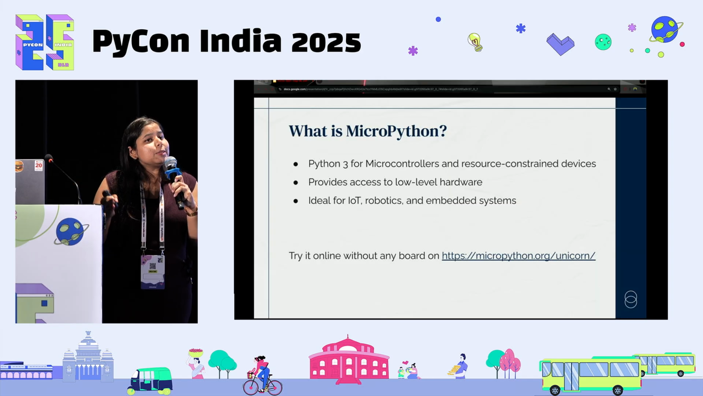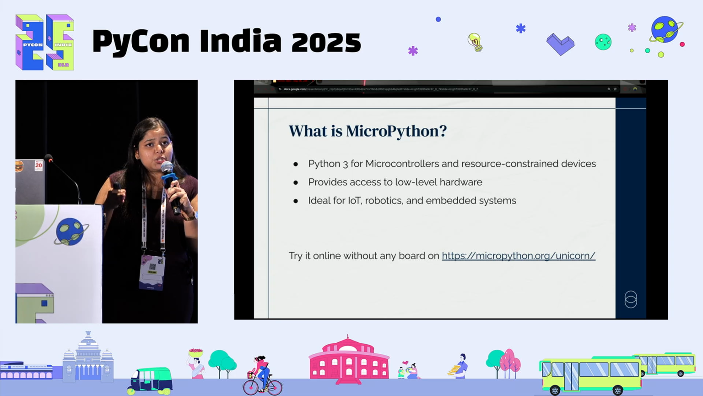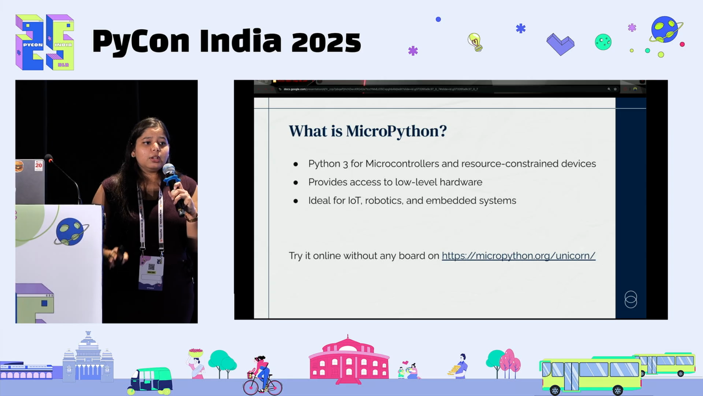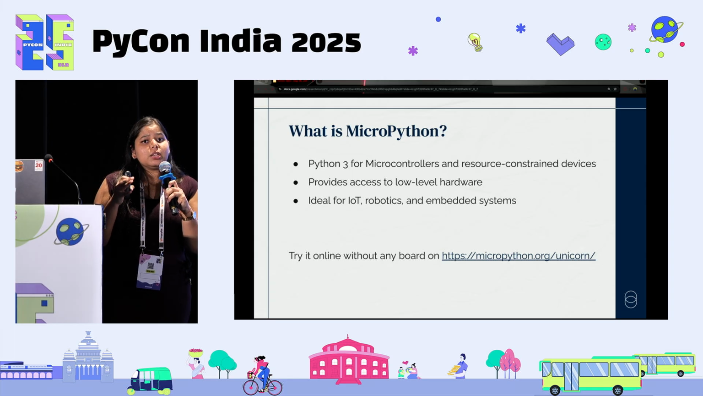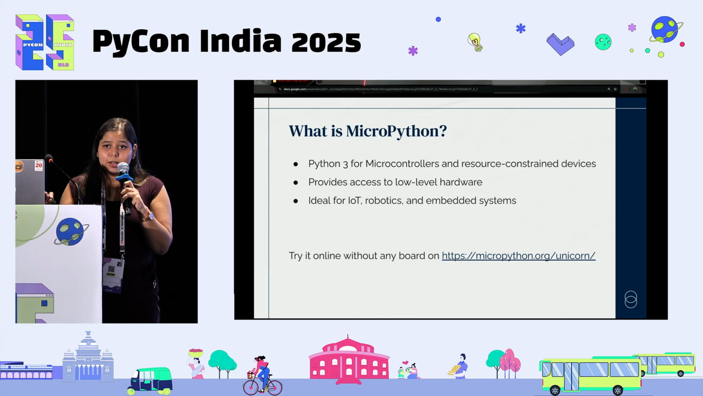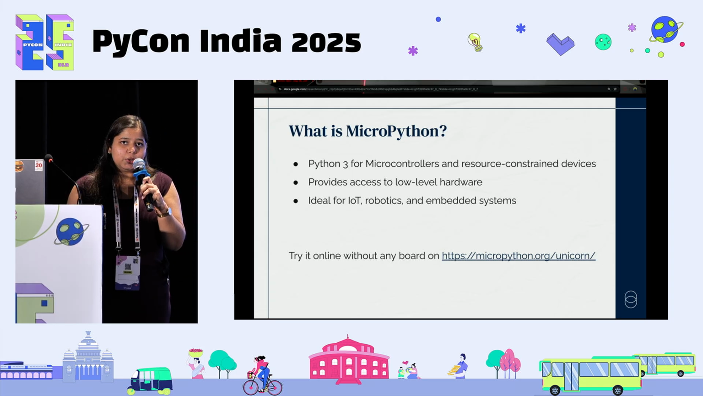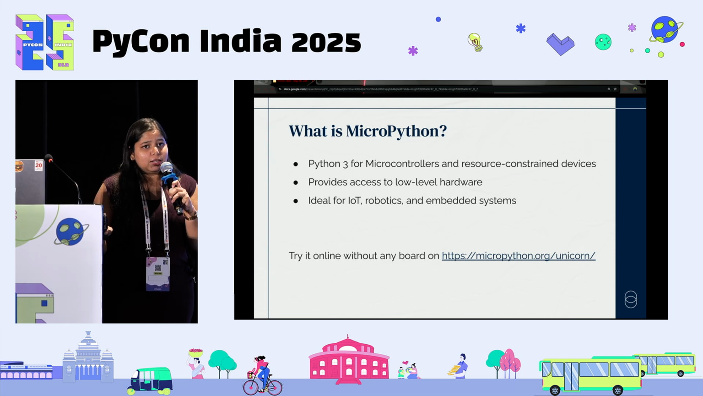So what is MicroPython? MicroPython is basically a lightweight version of Python, which is typically designed to run on microcontrollers like ESP32. So here, instead of writing C or C++ code, we are using simple, readable Python scripts to control sensors, process data, and interact with hardware. And the best part is that it's just like regular Python. Even if you don't know MicroPython, it's all okay.